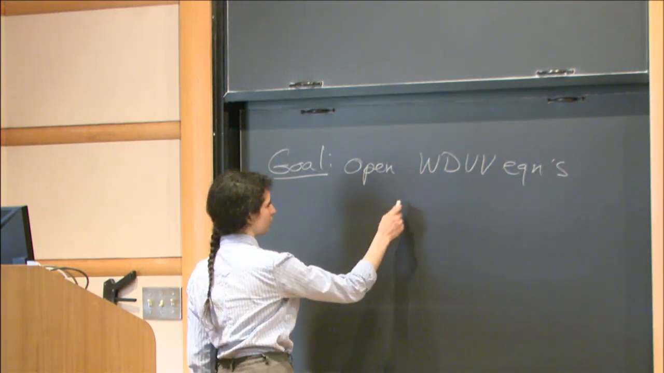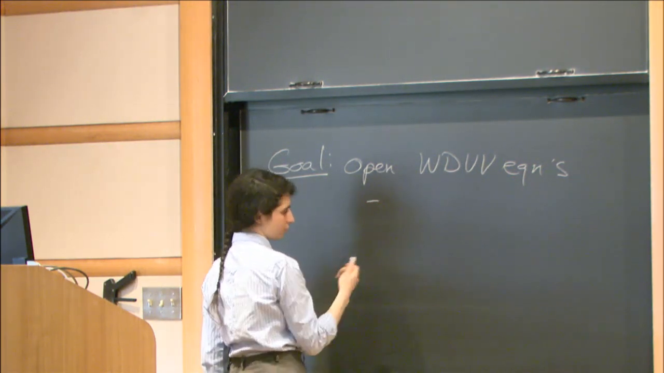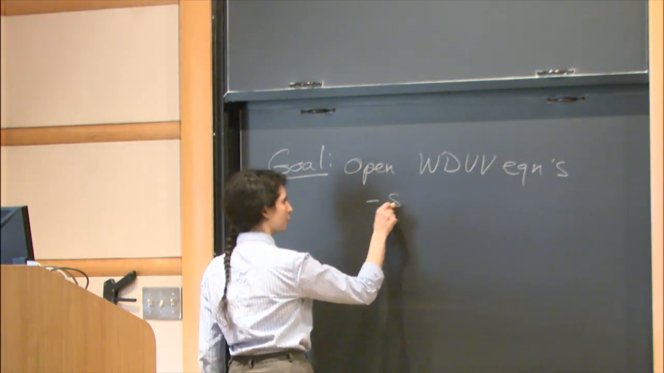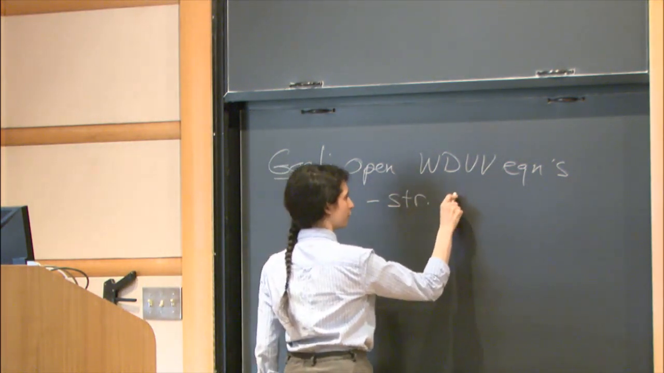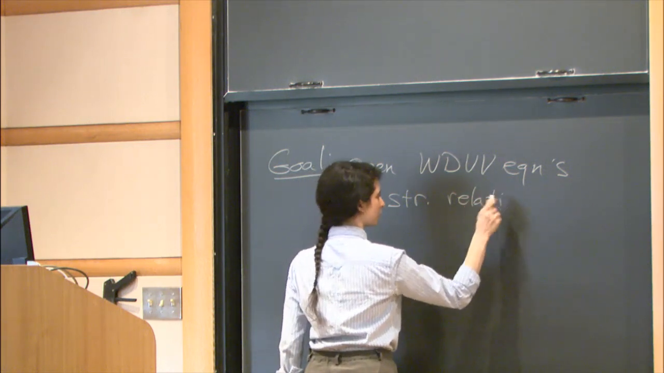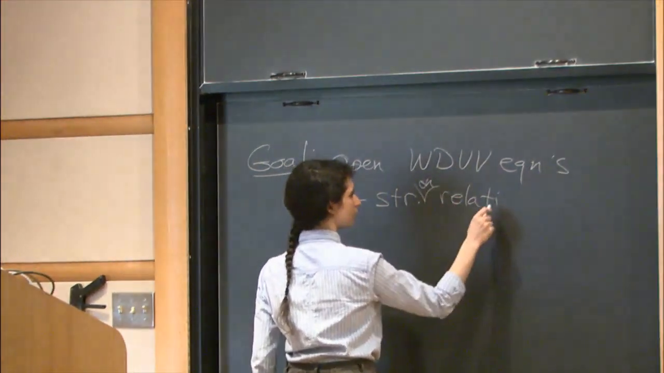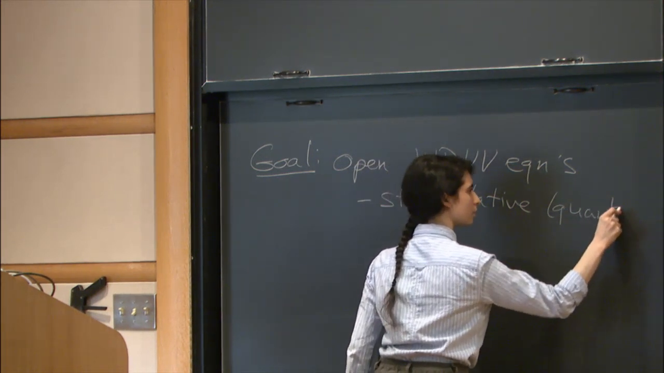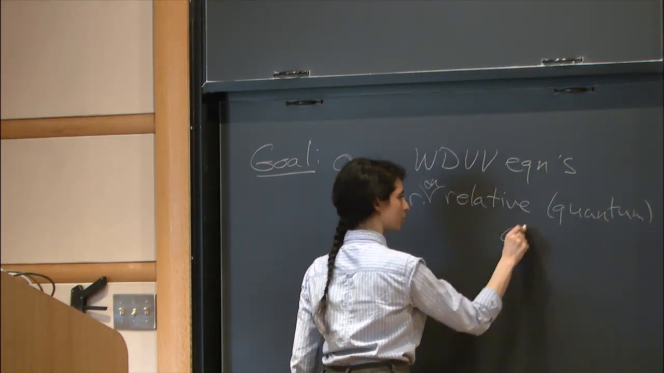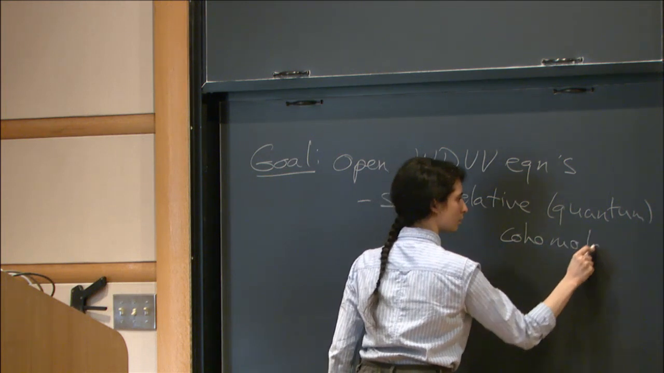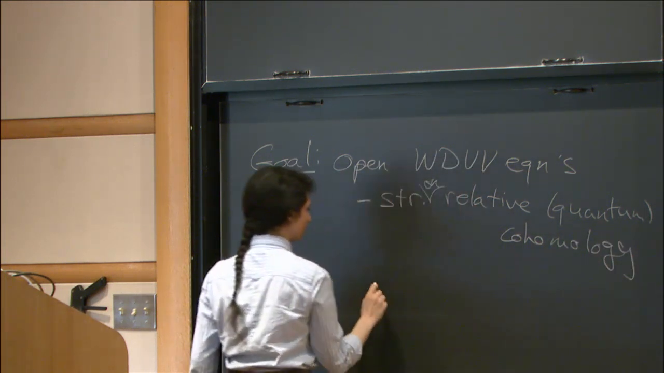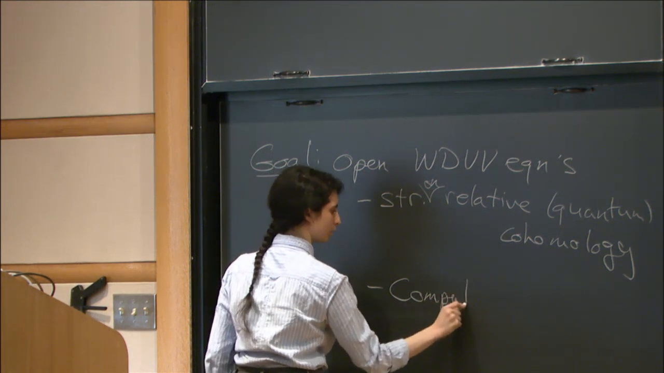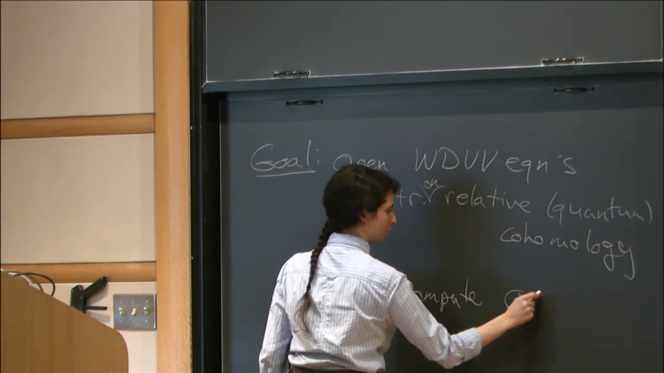which has two values. One, which is really the focus of this talk, is its structure on a relative quantum cohomology. And the other one is it's a computational tool for open Gromov-Witten invariants.